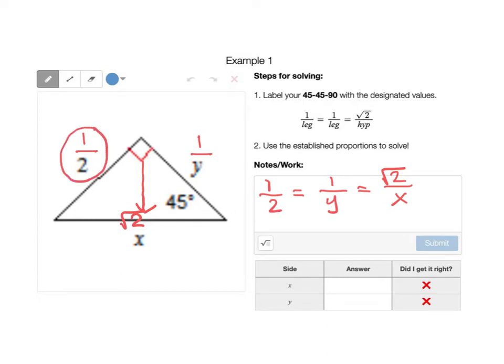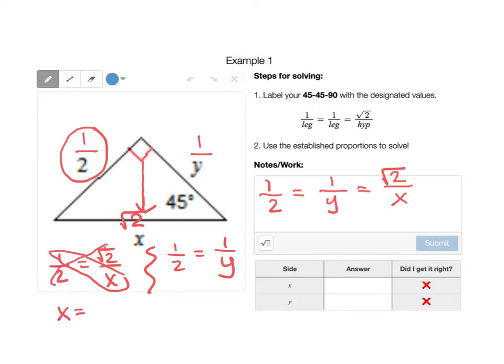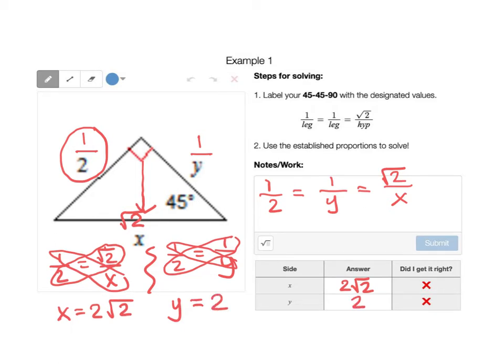Because 1 over 2 is all numbers, we're going to use it to solve our x problem. So 1 over 2 equals root 2 over x. And we're also going to do 1 over 2 equals 1 over y to solve our y problem. Okay, and then it's exactly what we did last unit. 1 times x is x. 2 times root 2. Because 1's inside and 1 is outside, they kind of just shove next to each other. So x is equal to 2 root 2. And then for the y, 1 times y is y, 2 times 1 is 2, so y equals 2. And that's it.